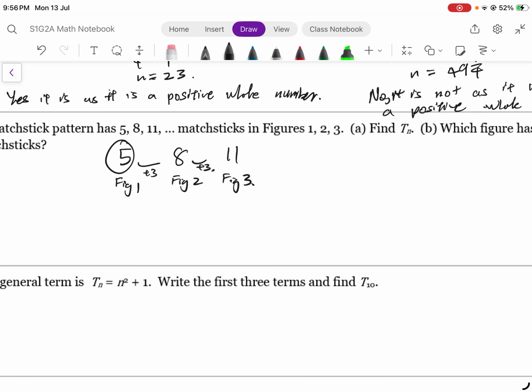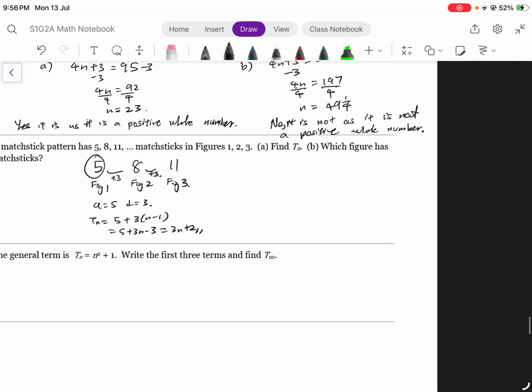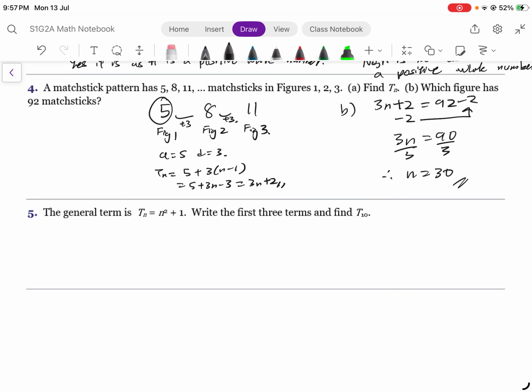Okay, so find Tn. We know our first one, a equals to 5. d equals to 3. So Tn is 5 plus 3 times n minus 1. 5 plus 3n minus 3. 3n plus 2. Now, which figure has 92 matchsticks? We know our equation already. So part B, 3n plus 2 equals to 92. Minus 2, minus 2. 3n equals to 90, divided by 3, divided by 3, n equals to 30. Okay, can?